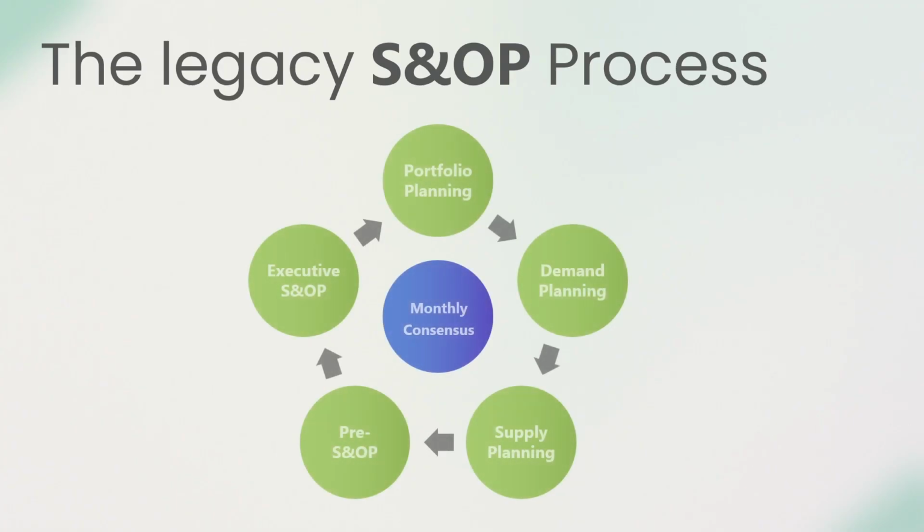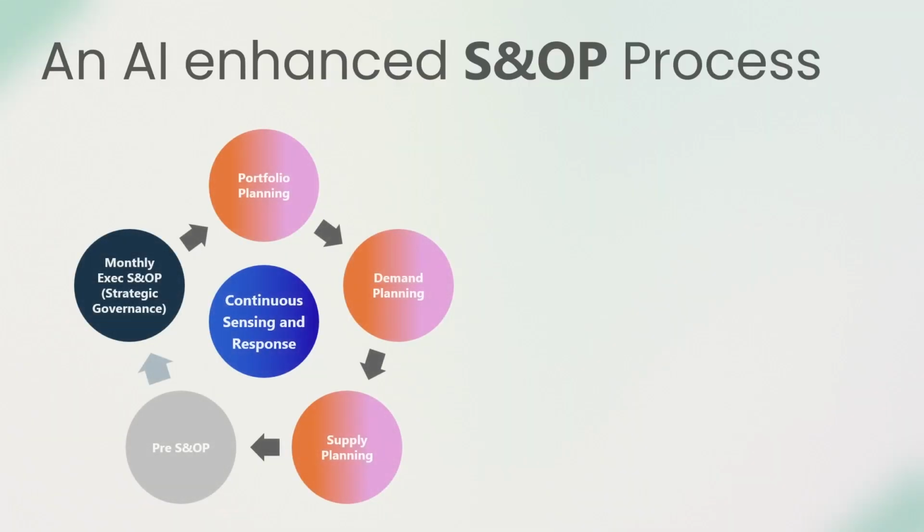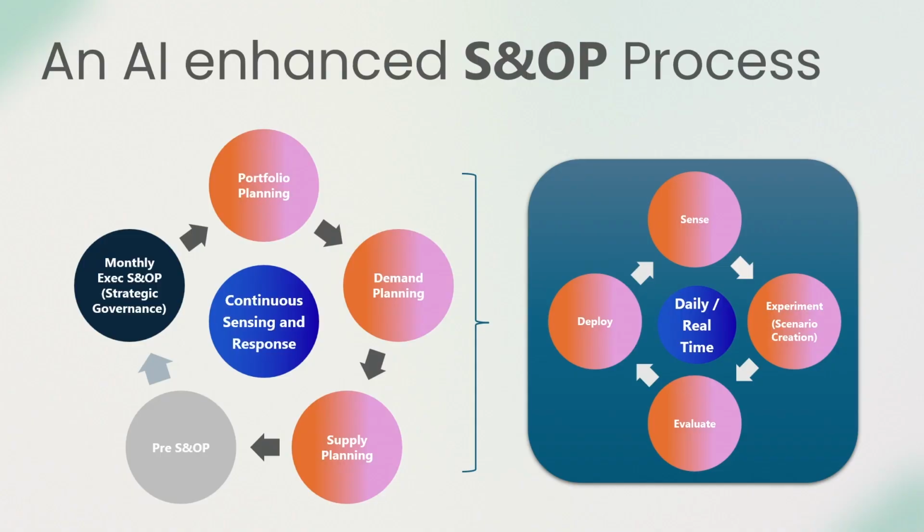So our legacy S&OP process in principle doesn't change. We've got to forecast demand, we've got to change supply. I'm not saying anything too radical there. But if we look at an AI-enhanced S&OP process, it might look something a bit more like this. Our portfolio planning, demand planning, supply planning are happening continuously. As soon as an event impacts the business, we're sensing that something's happened. We're experimenting. We're creating a new scenario. We're evaluating that scenario against the current plan, and then we're deploying that moving forward.